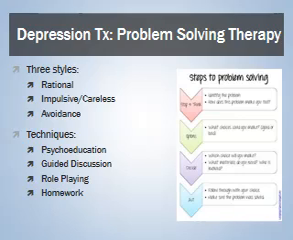It's characterized by a reliance on five skills: recognizing the problem, defining the problem, generating alternate solutions, choosing the best solution, and implementing and evaluating the chosen solution. In therapy, several strategies are used to help clients adopt a positive problem-solving orientation and rational problem-solving style, including psychoeducation, guided discussion, role-playing, and homework assignments.